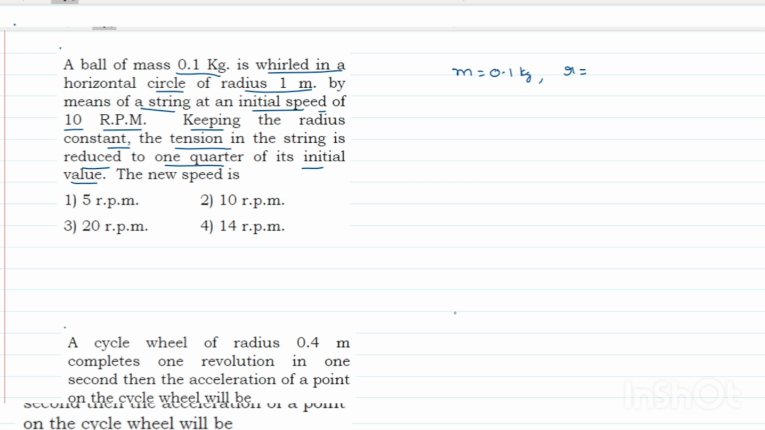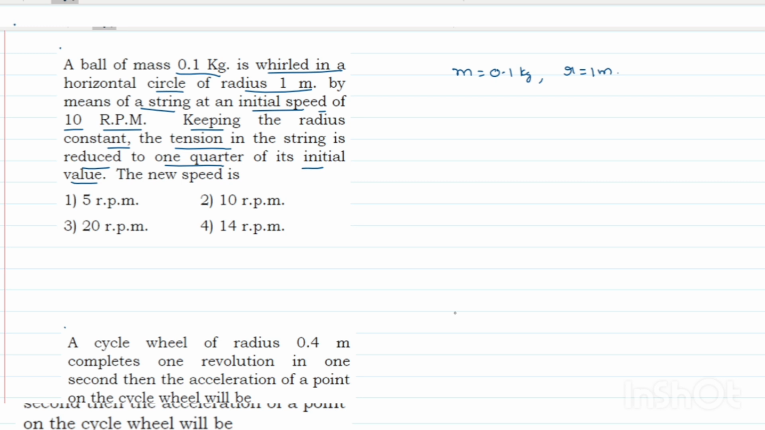and its radius or length is 1 meter. It's moving in a horizontal circle of radius 1 meter. Now initially it is moving at 10 rotations per minute. So here they are talking about the angular velocity. Keeping the radius constant, the tension in the string is reduced to 1/4 of its initial value. The new speed they are asking.